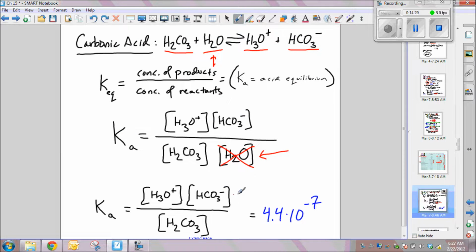So what that means is that these numbers, the products, are incredibly tiny compared to this number right here, which is incredibly huge. So carbonic acid does not, look at the top, does not strongly ionize. It's mostly reactant and only a very little bit of product.